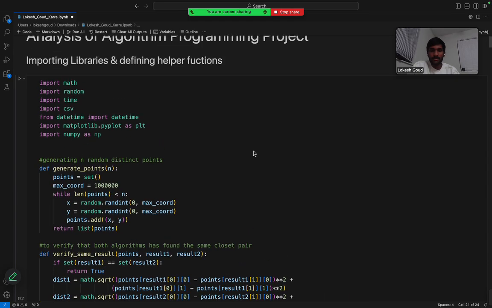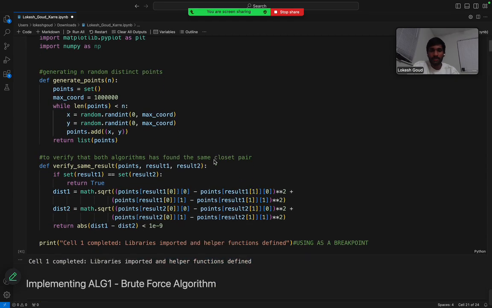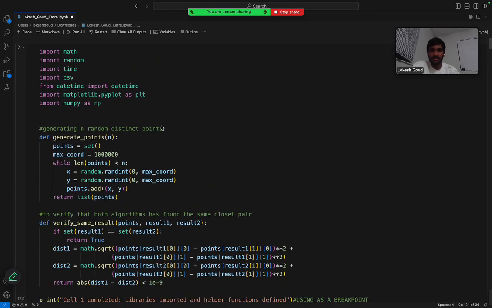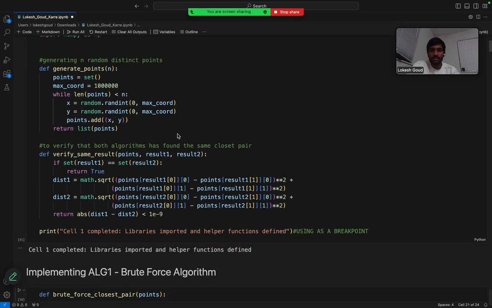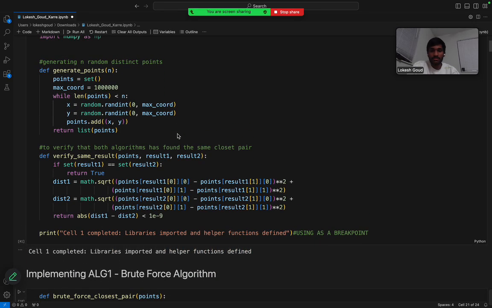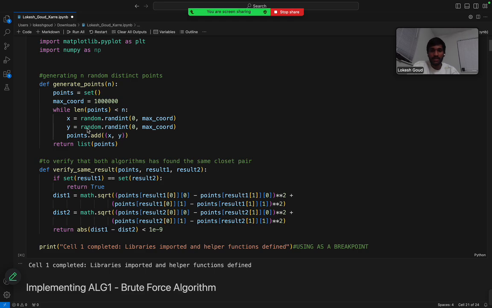It begins with importing Python libraries for numerical computations, randomness and visualization. Then I generate n random distinct points in a 2D plane, ensuring that no two points have the same coordinates.